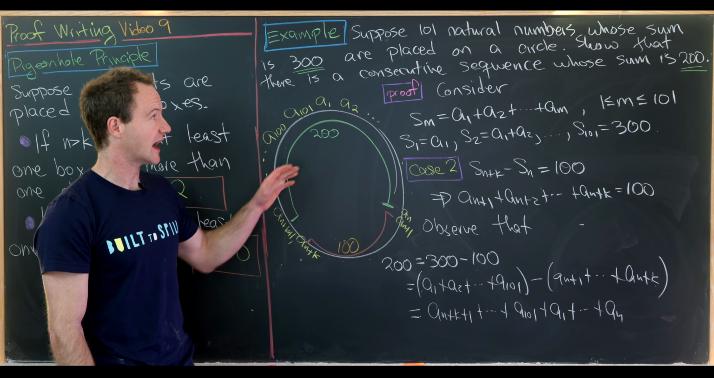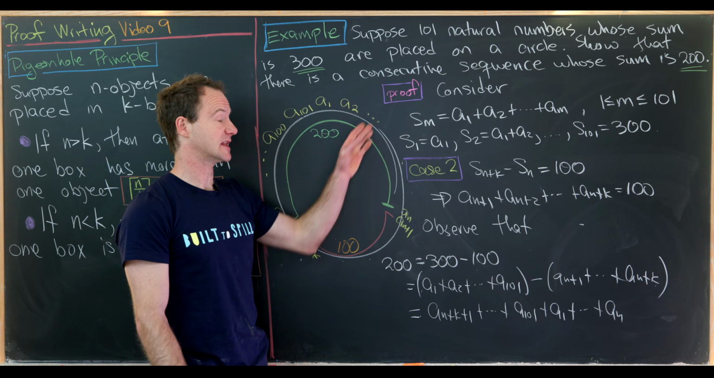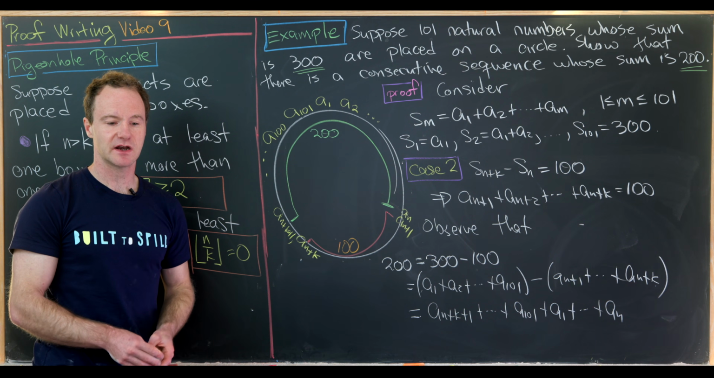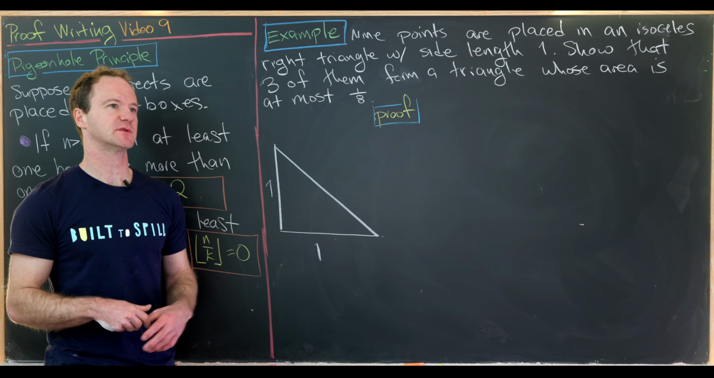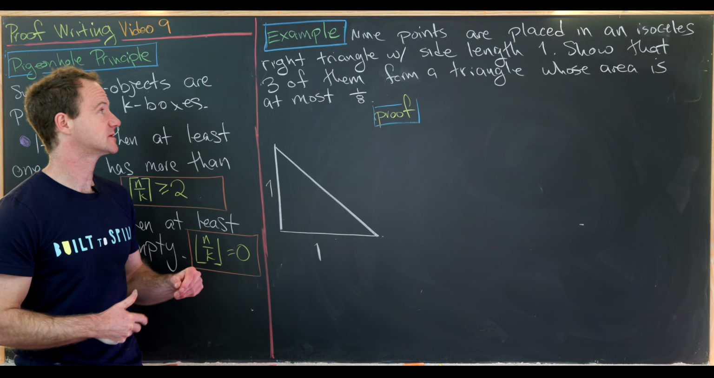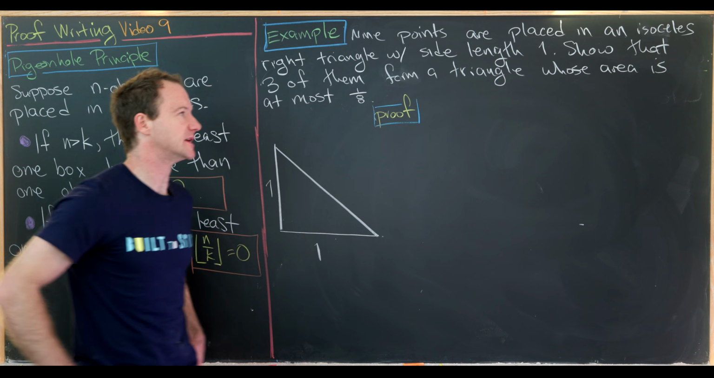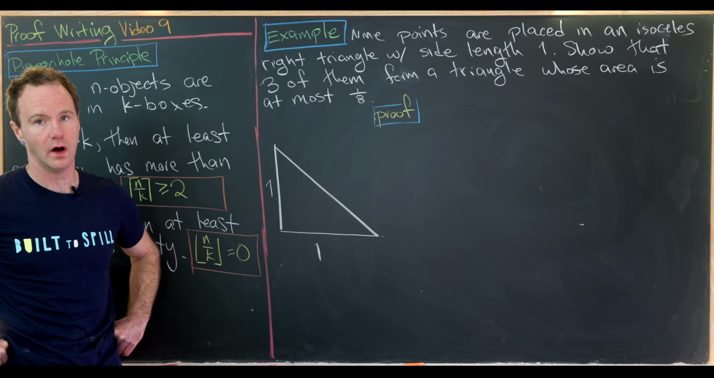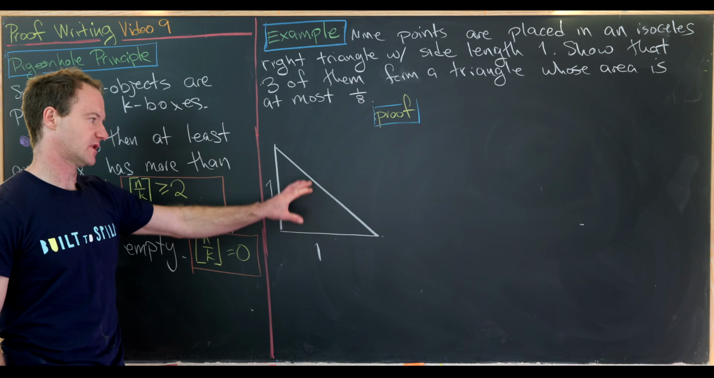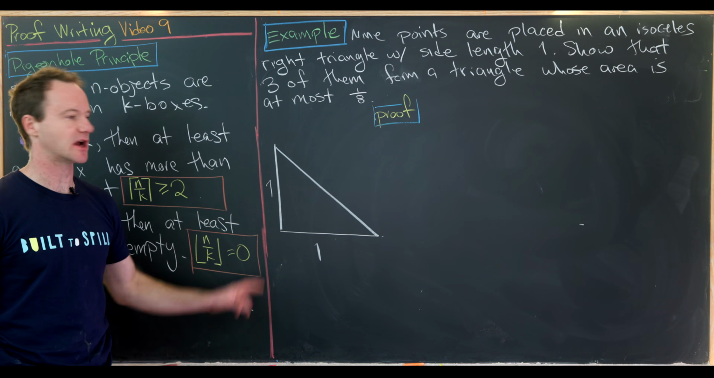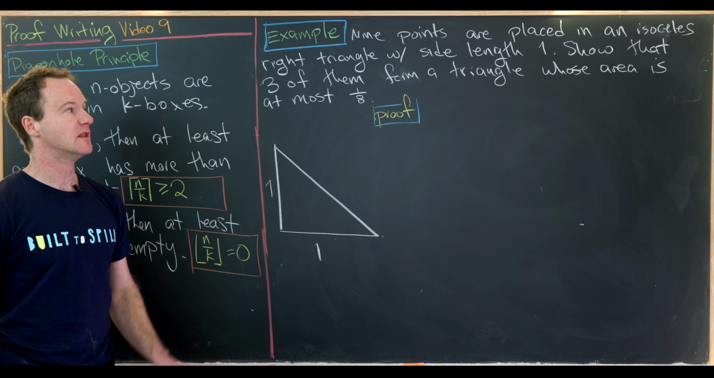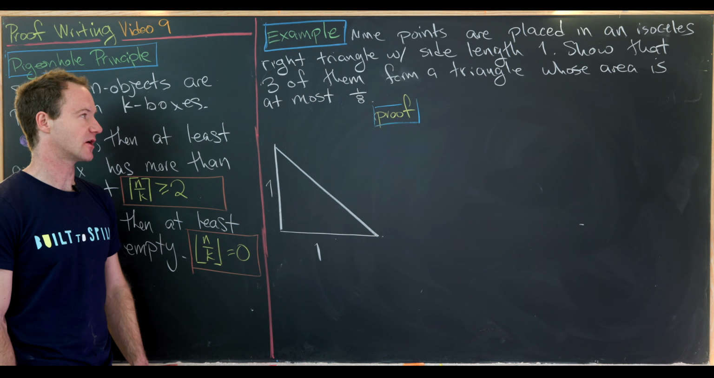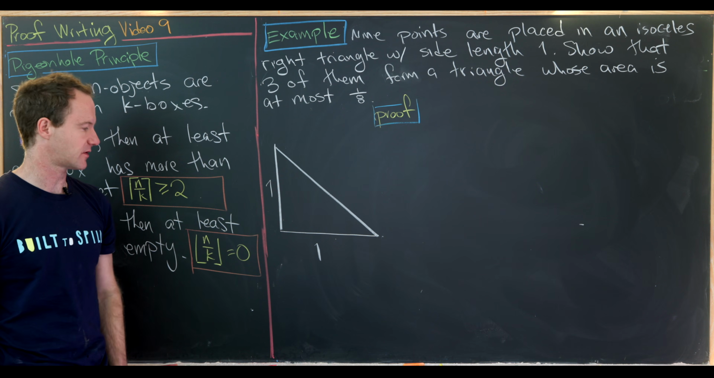So either way you look at it, we are able to get a consecutive sequence along this circle whose sum is 200. Okay, let's look at another one. For our last pigeonhole principle example, it's kind of geometric, which I think is nice. Let's say 9 points are placed in an isosceles right triangle with side length 1. I've drawn the triangle here. Our goal is to show that 3 of them form a triangle whose area is at most 1/8.